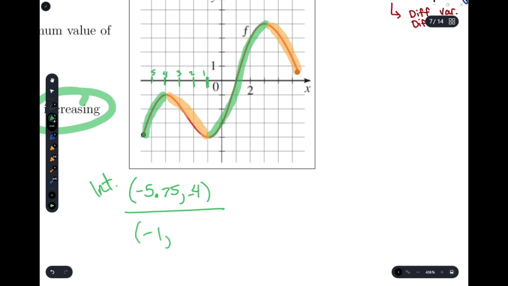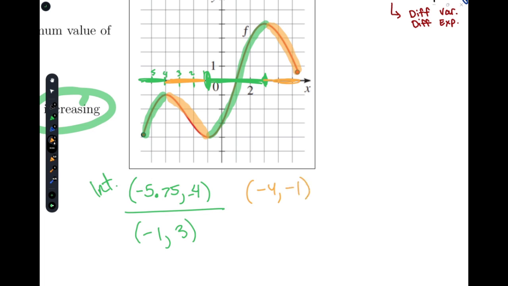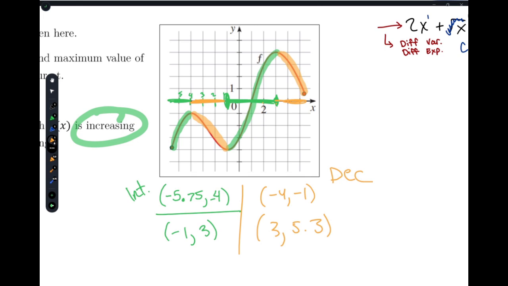It's going to be -1 to 3, it looks like. It's right there, right? So now we're going to stop at -4 and we're going to go all the way to -1. This is decreasing. And then we'll get to argue again here, but whatever. 3 to 2, 3, 4, 5. That's 5.3-ish. Sure. Let's just go with that. It'll be on a dot. This is just drawn on Google graphs so you can see what's going on.